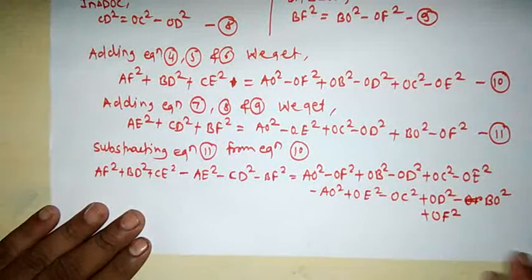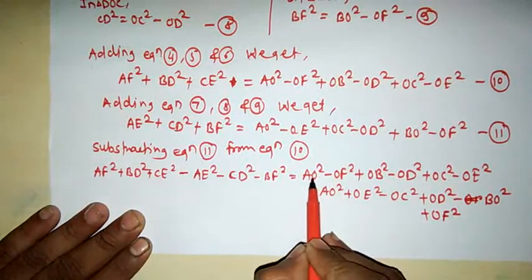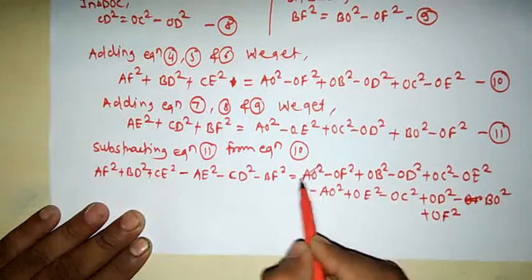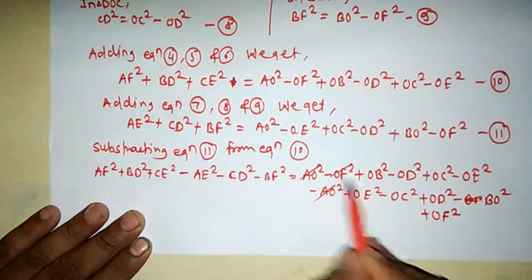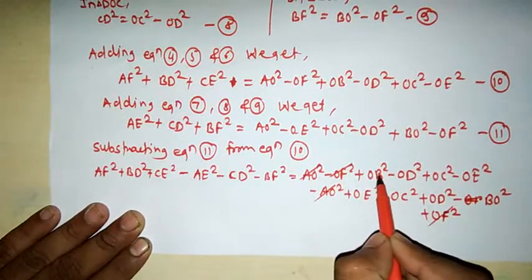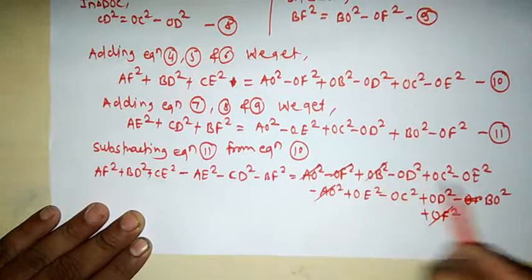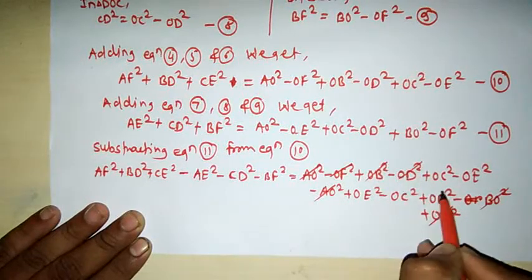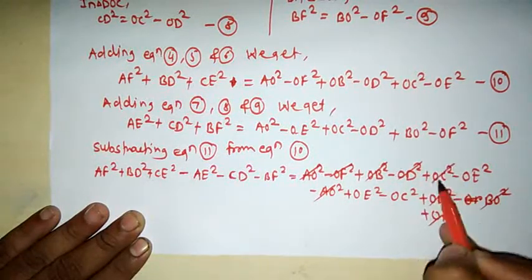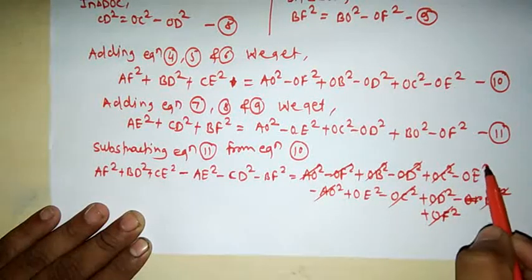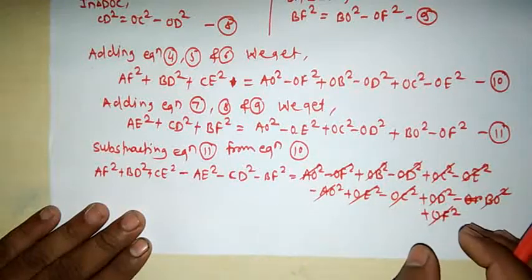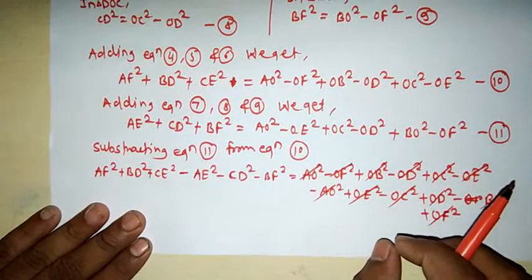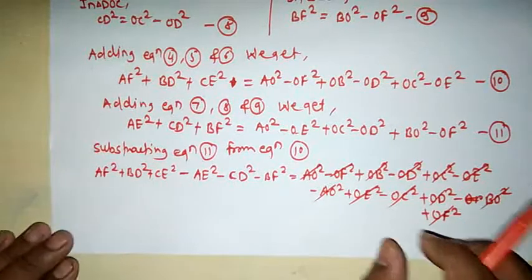Now see here, it seems large, but it is very easy. Plus AO square and minus AO square get cancelled. Minus OF square and plus OF square get cancelled. Plus OB square, minus OB square get cancelled. Minus OD square, plus OD square get cancelled. Plus OC square, minus OC square get cancelled. Minus OE square, plus OE square get cancelled. Therefore, all the terms of RHS get cancelled, which means 0 will remain in the RHS.